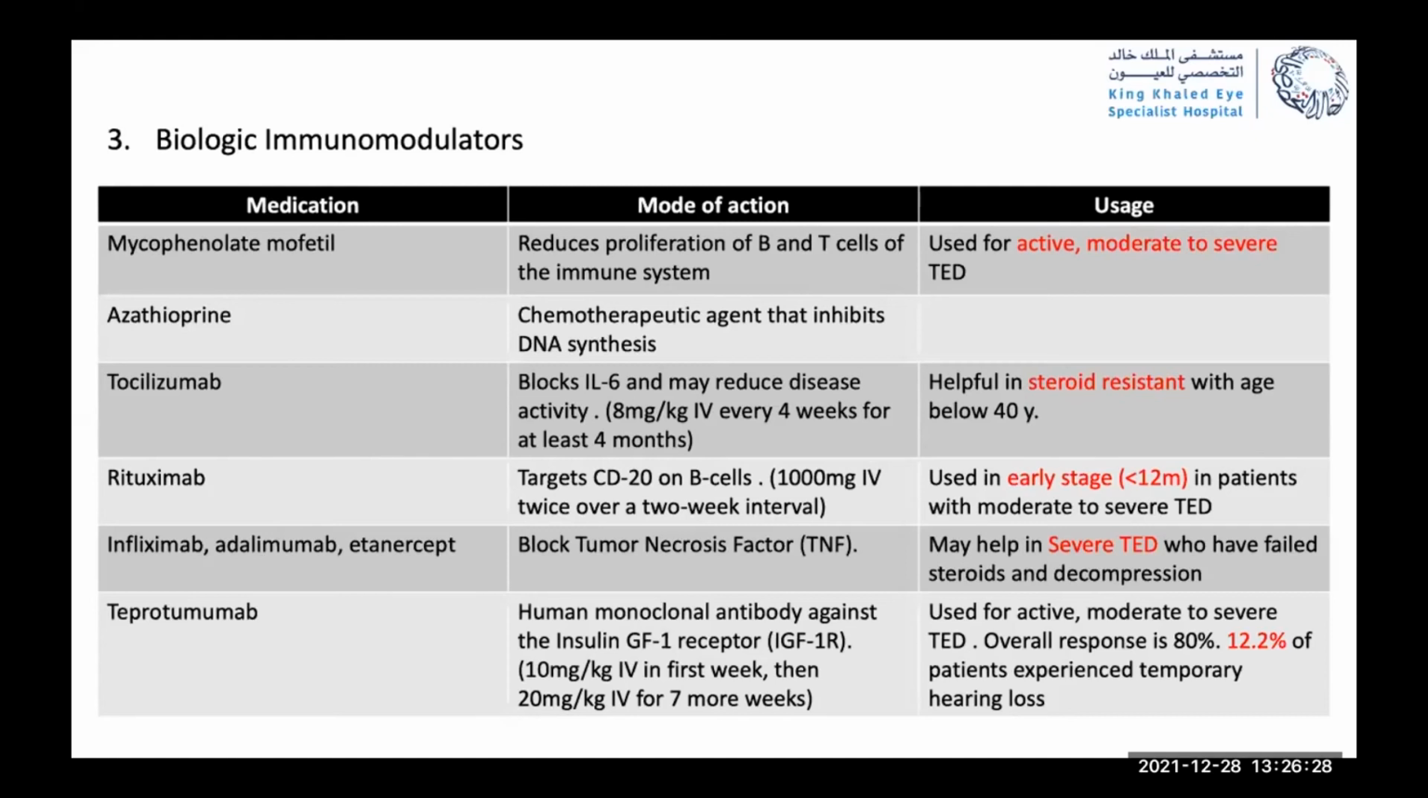steroids and decompression. Teprotumumab is a new medication booming nowadays and has FDA approval to treat thyroid eye disease. It works as a human monoclonal antibody against the insulin-like growth factor 1 receptor. The usual dose is 10 milligrams per kg IV in the first week, and then 20 milligrams per kg IV for 7 more weeks. It is used for active, moderate to severe thyroid eye disease with an overall good response reaching 80%, but you should know that around 12% of patients experience temporary hearing loss. And also in recent publications, some patients developed permanent hearing loss.